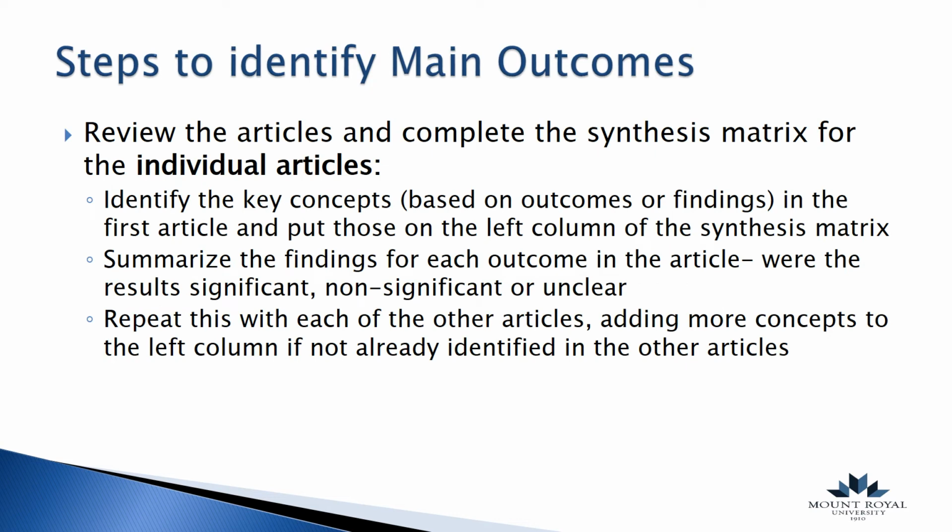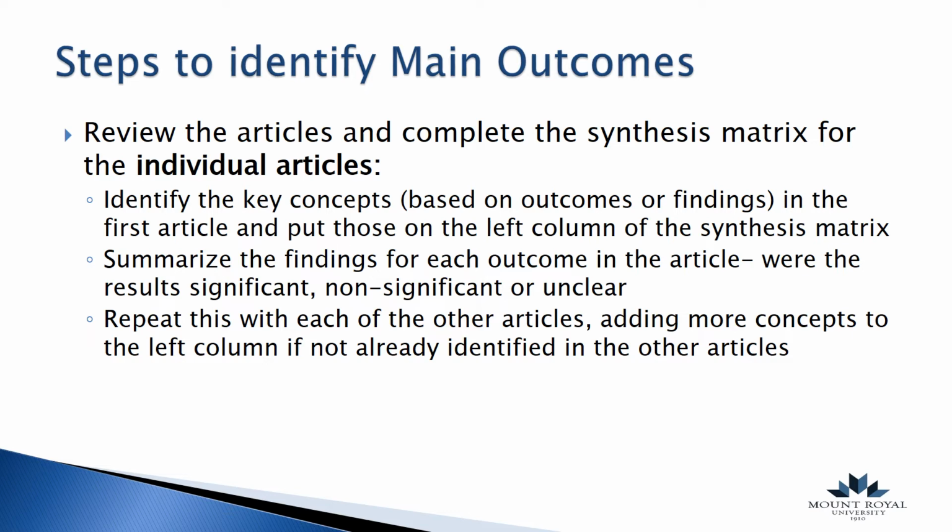So the steps to identify these main outcomes or themes. You'll review the articles and you'll complete the synthesis matrix for the individual articles. You're going to identify the key concepts, as I mentioned, based on outcomes or findings, and you're going to put those in the left column of the matrix. Under each heading, you're going to summarize the findings for each outcome in that article.